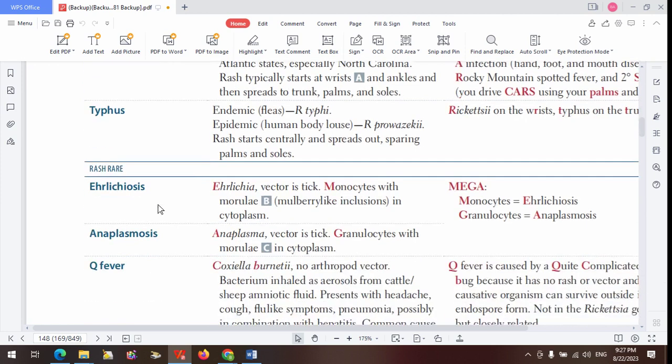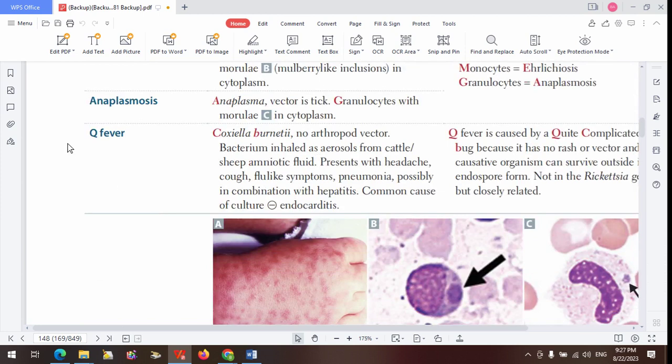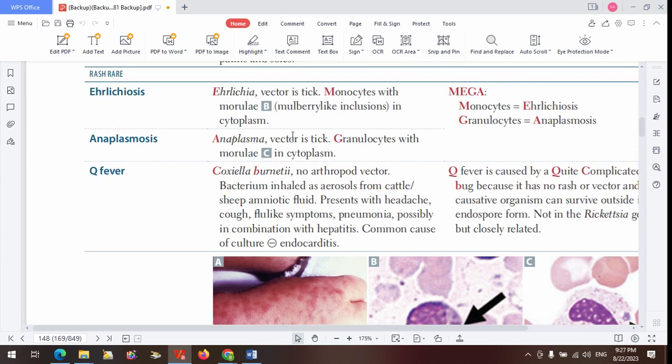So, then I almost forgot Q fever. So Q fever is caused by Coxiella burnetii. Coxiella burnetii is different from ehrlichiosis and anaplasmosis because it has no vector.